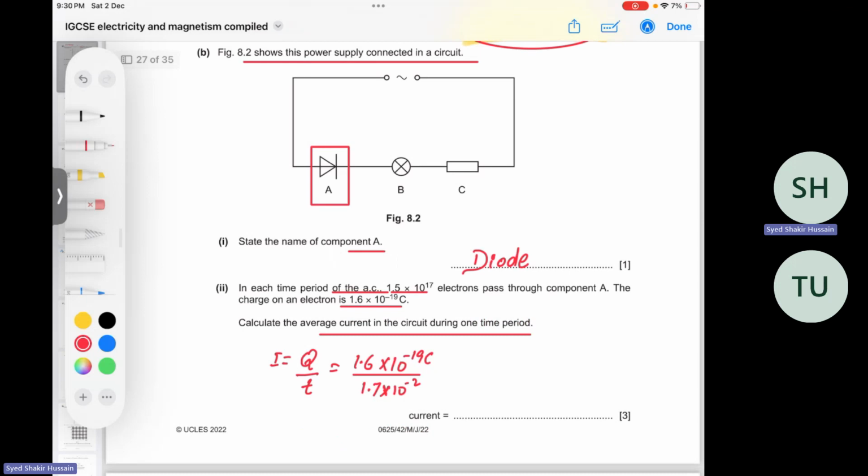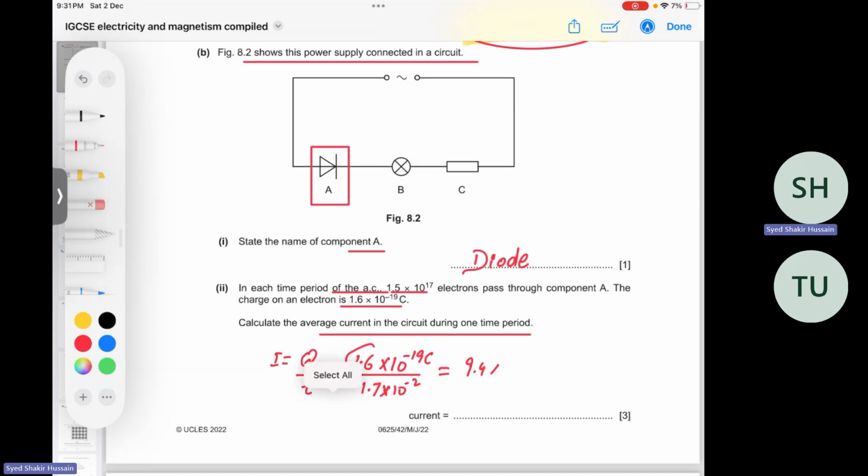Or if you would have not done that, okay, well, just tell me the answer to this first. 9.4 times 10 to the power negative 18. Wait, there's some problem. I have written this wrong. In one time period it says how many electrons pass, how many charges pass. 1.5 into 10 to the power 17 electrons, and one electron has a value of what? 1.6 into 10 to the power minus 19 coulombs, right?